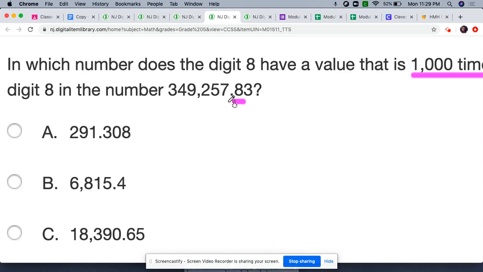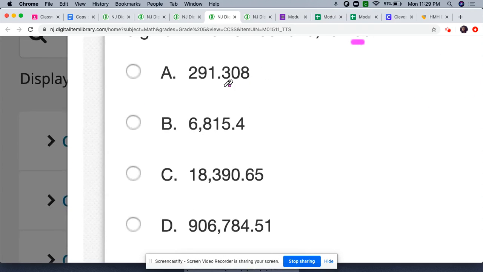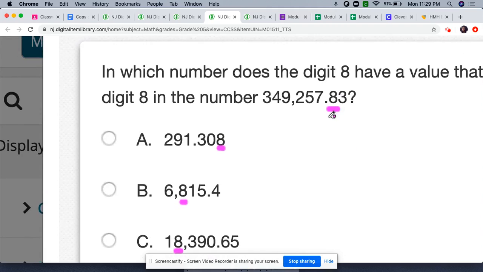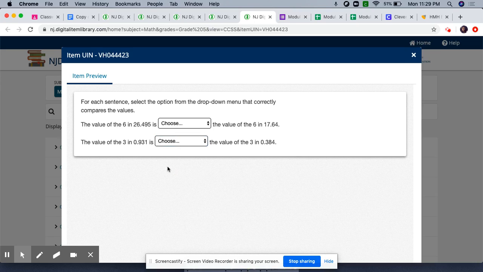So this 8, whatever place value this is in, and how much it's worth, times 1,000, which of these would give you your answer for where the 8 is located? So you'd have to find out where the 8 is located in each of these numbers, and which of them is 1,000 times this 8. So go ahead and think about that. Think about place value. We can definitely connect on Thursday at 1 p.m. to talk about that problem. And then over here, this one's kind of similar.